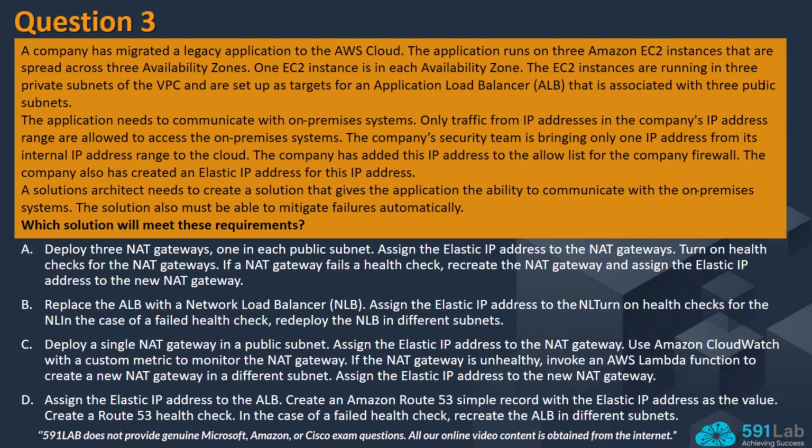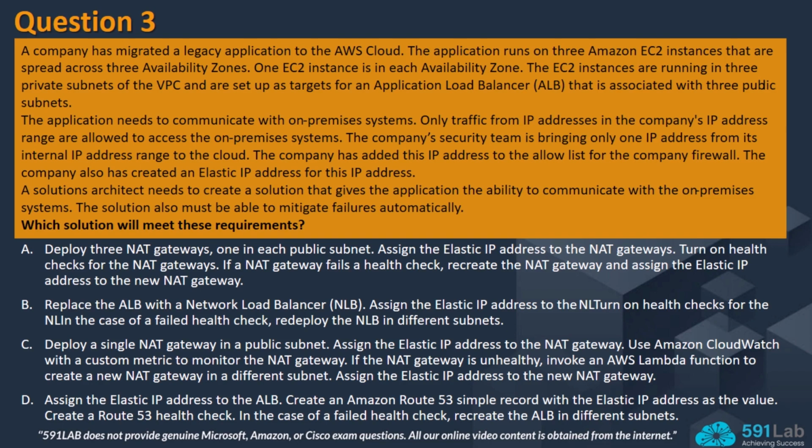The application needs to communicate with on-premises systems. Only traffic from the company's IP address range is allowed to access the on-premises systems. The company security team is bringing only one IP address from its internal IP address range to the cloud. The company has added this IP address to the allow list for the company firewall. The company also has created an elastic IP address for this IP address. A solutions architect needs to create a solution that gives the application the ability to communicate with the on-premises systems. The solution also must be able to mitigate failures automatically. Which solution will meet this requirement?